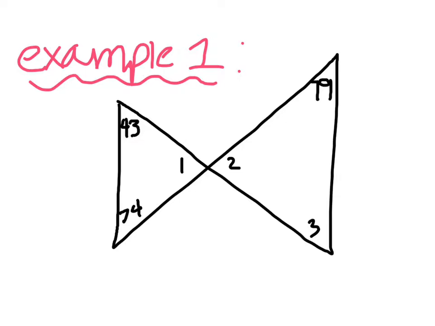In example 1 in your notes, we have to find all the measures of the angles in these two triangles. In your notes, right before this problem, there are two important theorems. The one important theorem that we're going to use to help us solve this problem is the angle sum theorem. The angle sum theorem says the sum of the measures of the angles of a triangle is 180 degrees. That just means if you take all three angles, add them together, you will get 180. We're going to use this theorem to help us solve this problem.